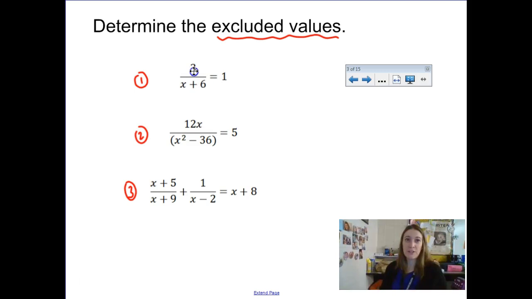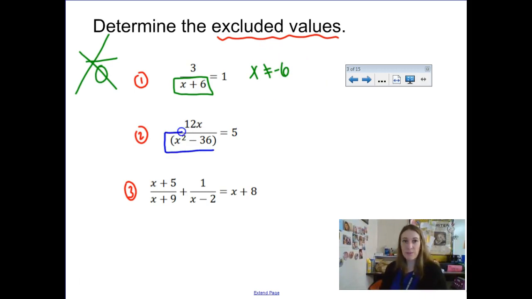So a fraction cannot have a divide by 0. You can't have like something and then divide it by a 0. So this cannot happen. So think about what would make that happen, because that would be my excluded value. That would be my problem. So what if x was negative 6? Wouldn't that be a problem? Because negative 6 plus 6 would be divided by 0. So x can't be negative 6. That's my excluded value.